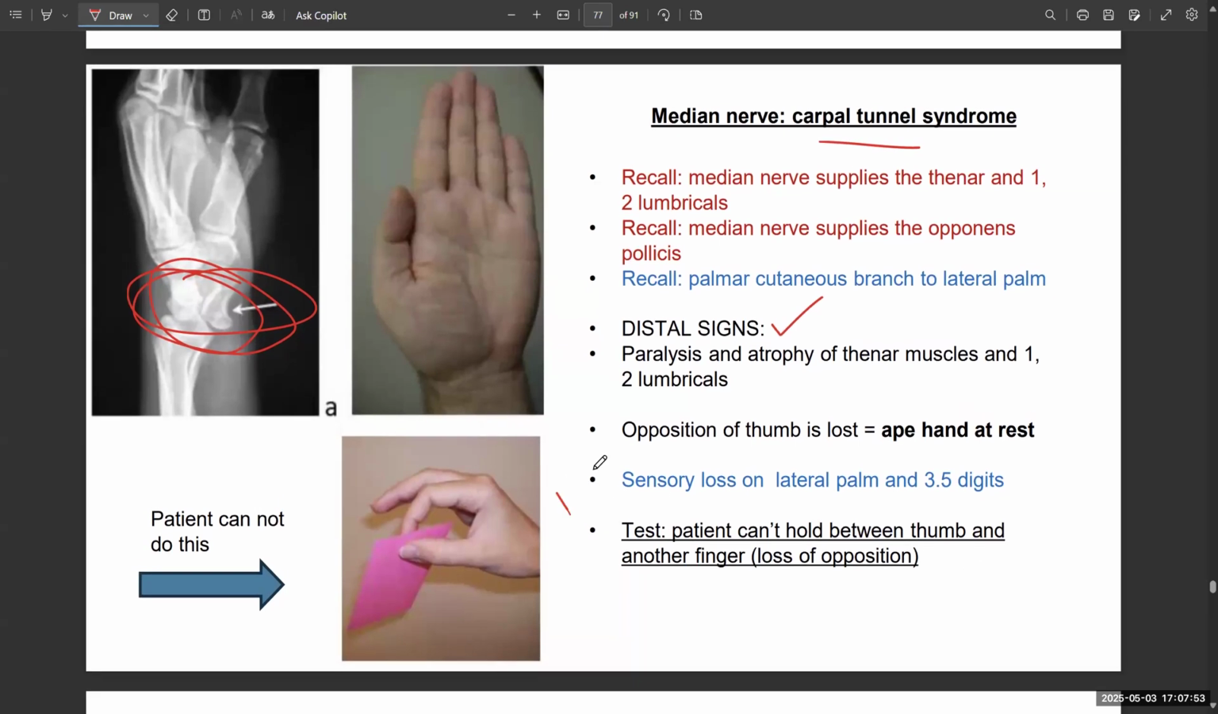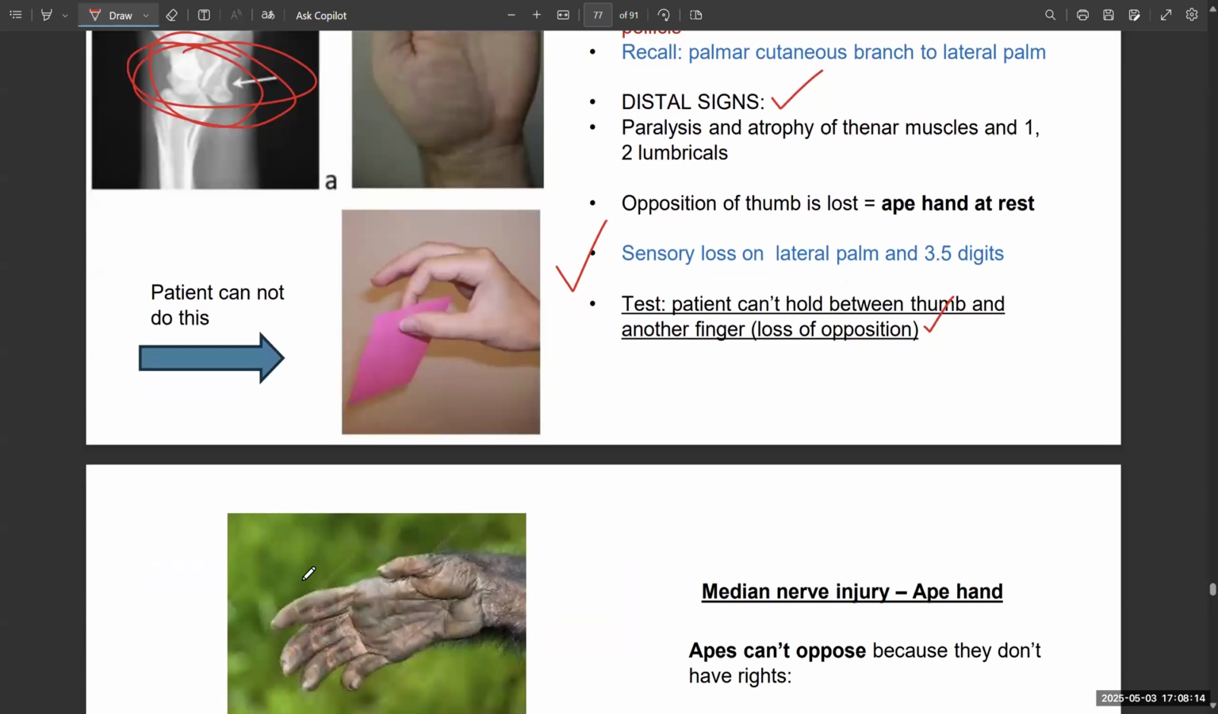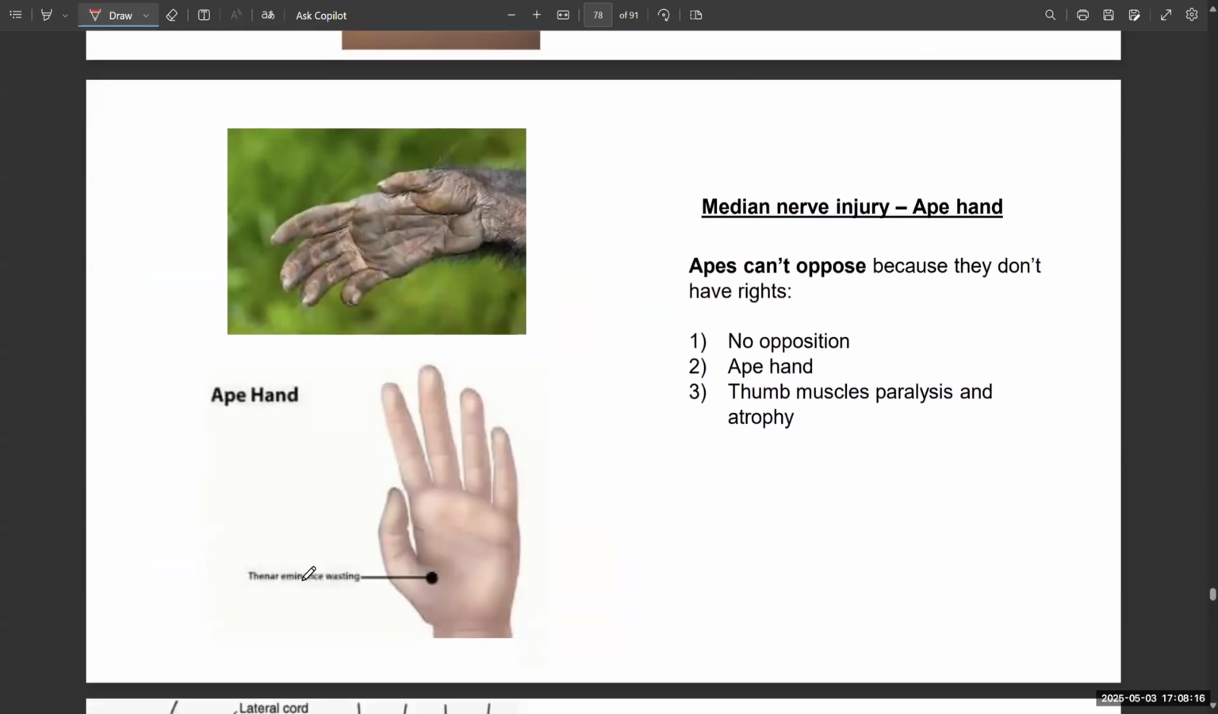And the test for this carpal tunnel syndrome and injury of the median nerve is that the patient cannot hold a piece of paper between the thumb and another finger. Now, because opposition is lost, the thumb can't move towards the finger, and so they can't hold the paper between their thumb and another finger. Yeah, this is the ape hand.